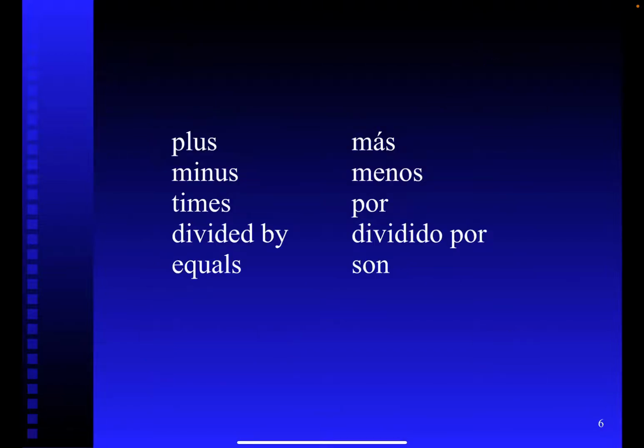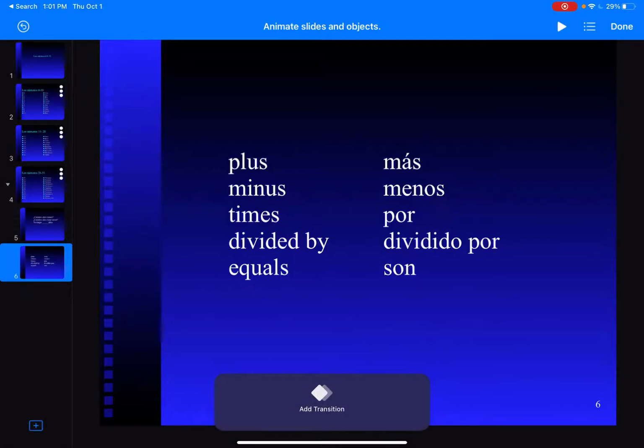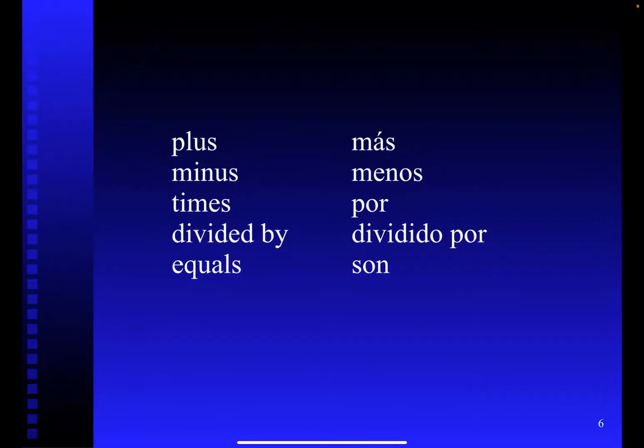And then some important math phrases. Some important math phrases. Más, 2 plus 2, más con acento. Minus, 2 menos 2. Times, por, 2 times 2, 2 por 2. Divided by, dividido por, and then son is equals. So if I were to say 2 plus 3 equals 5, it would be 2 más 3 son 5. Alrighty.